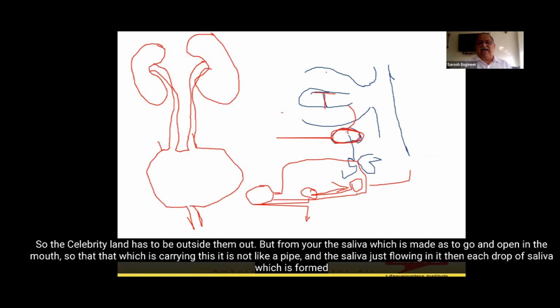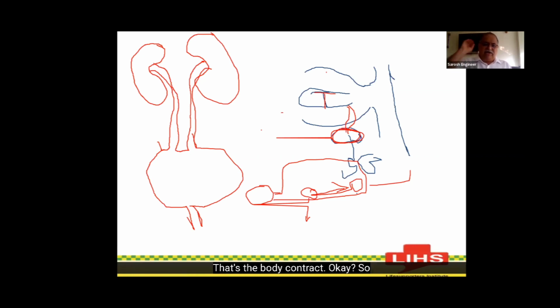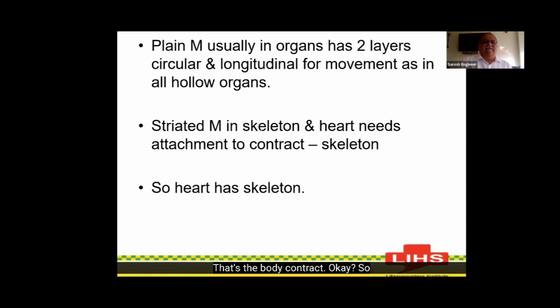So the duct which is carrying this is not like a pipe where the saliva is just flowing in it. Each drop of saliva which is formed in the gland is transferred to the mouth by active contraction of the muscles. And this is what I meant when I said that muscles of the body contract.